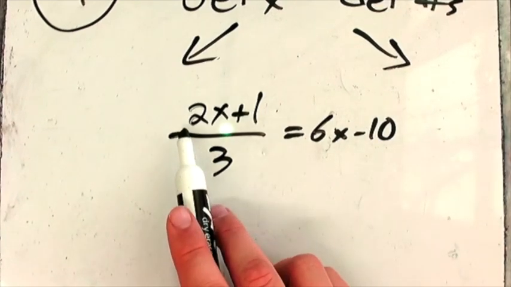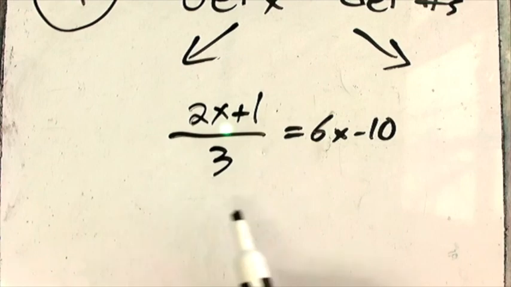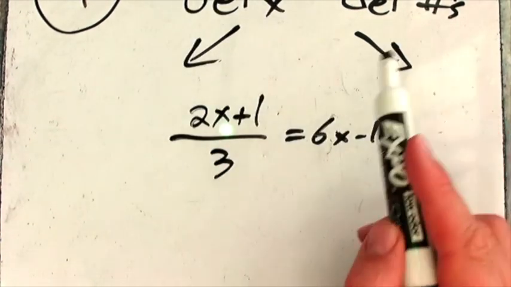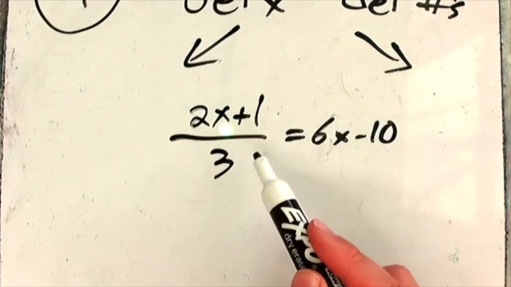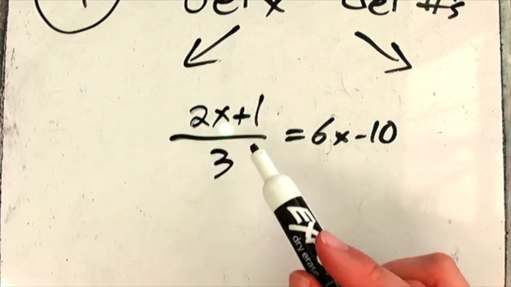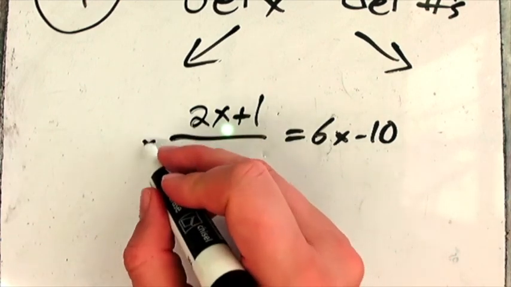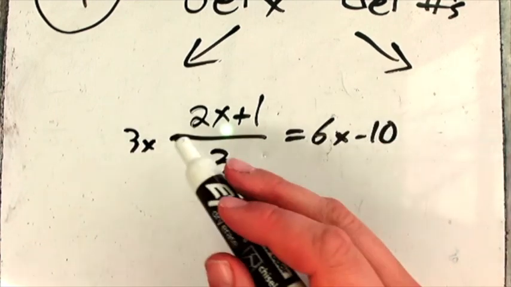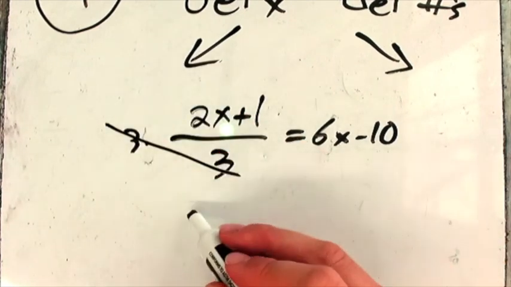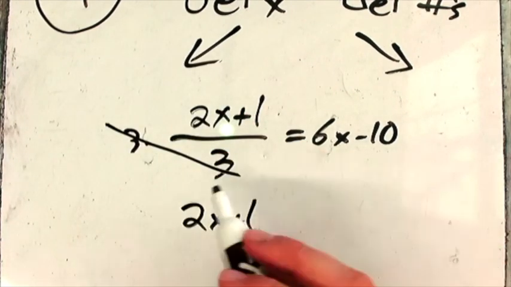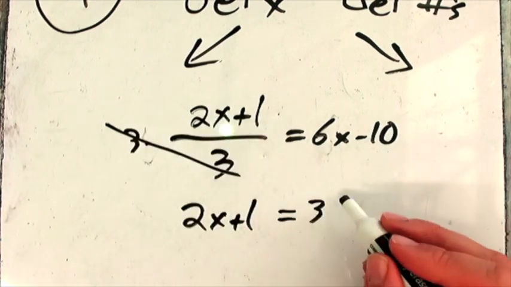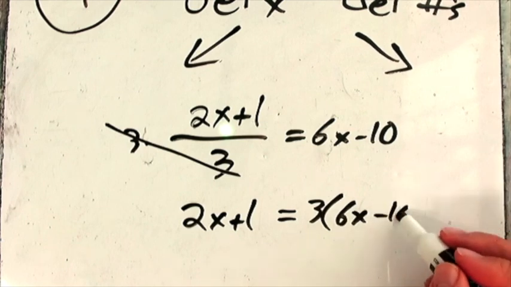Okay, here we go. So how the heck do I do this? Well, you got to think about operations. You got to think about moving the x's to this side, moving numbers to this side. But I can't touch this until I break it apart. And how do I do that? Well, I'm going to times each side by 3. If I times each side by 3, so that's not 3x, that's 3 times, then I'm going to cancel this bottom, and I'm going to have 2x plus 1. But I did a times 3 to this whole side. I got to do a times 3 to this side, which means 3 times 6x minus 10.